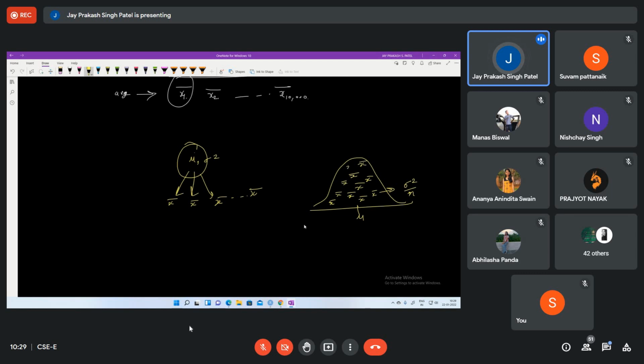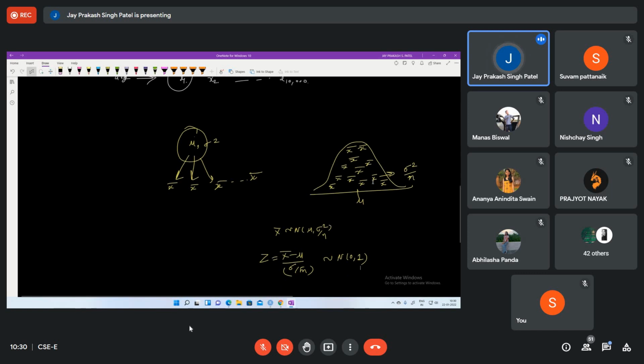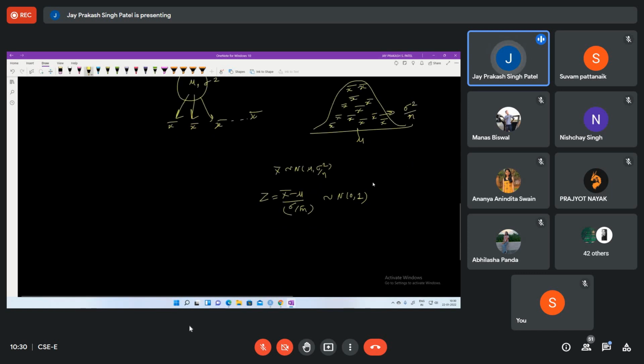This is what we call the central limit theorem. So X bar follows a normal distribution approximately, with mean mu and variance sigma square by n. Or you can say Z equals X bar minus mu divided by sigma over root n, where the denominator is the standard deviation, will follow a normal distribution with mean 0 and variance 1. This is what we call the central limit theorem. The distribution of Z is normal with mean 0 and variance 1.